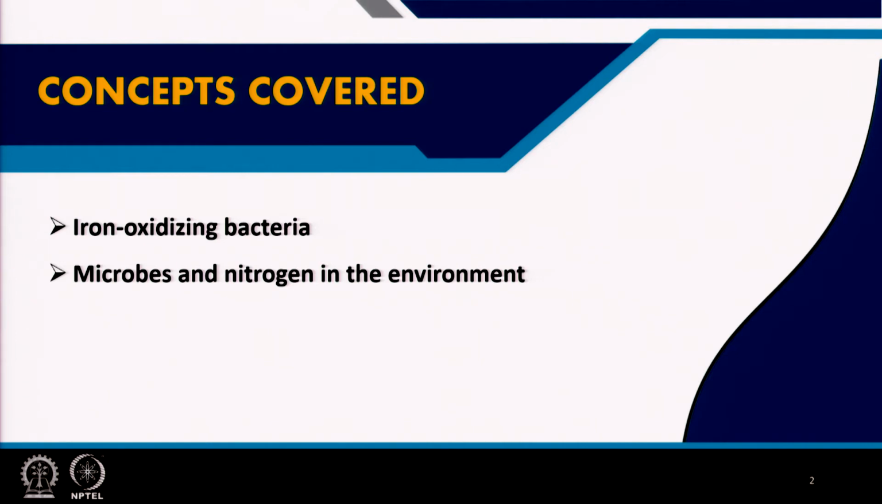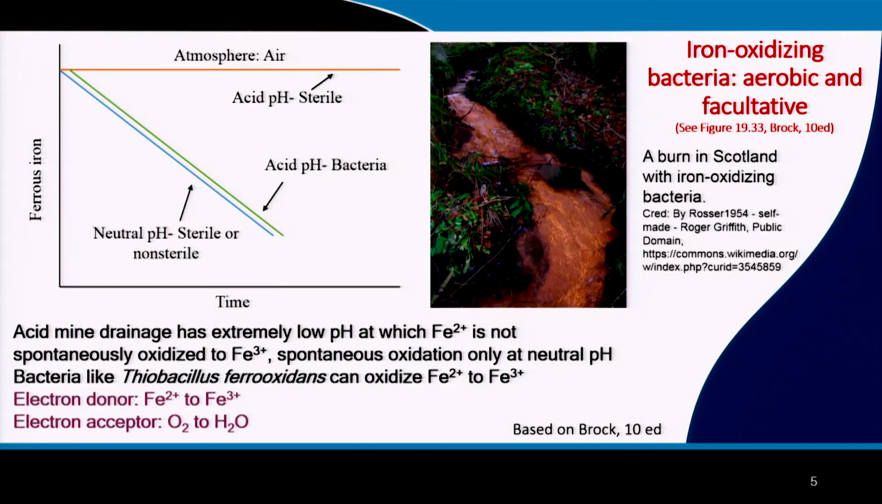The first one is iron-oxidizing bacteria and the second one is the group of bacteria that are involved in the nitrogen cycle. We now come to another group of bacteria which is called iron-oxidizing bacteria. Now these iron-oxidizing bacteria can be either aerobic or facultative, and you can refer to the Brock text, figure 19.33. What you see over here in this slide is acid mine drainage.